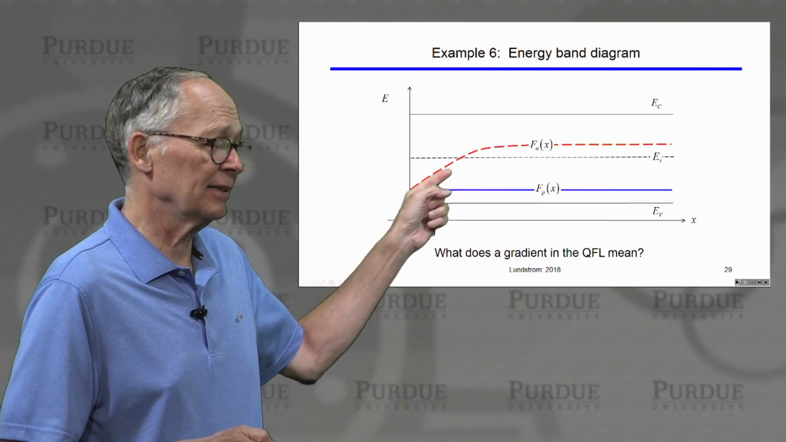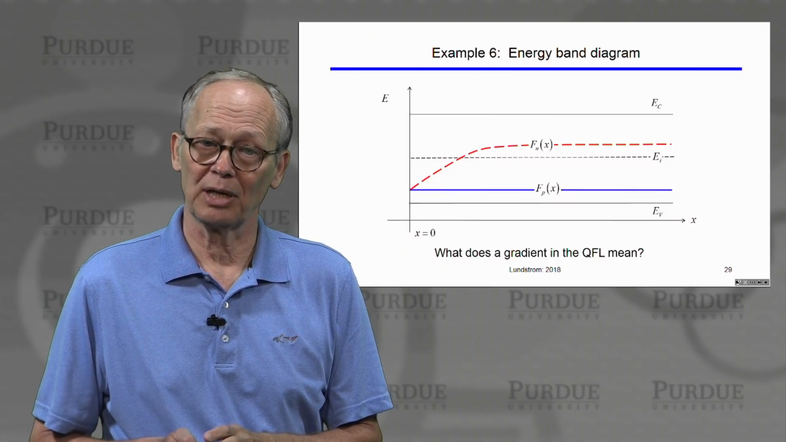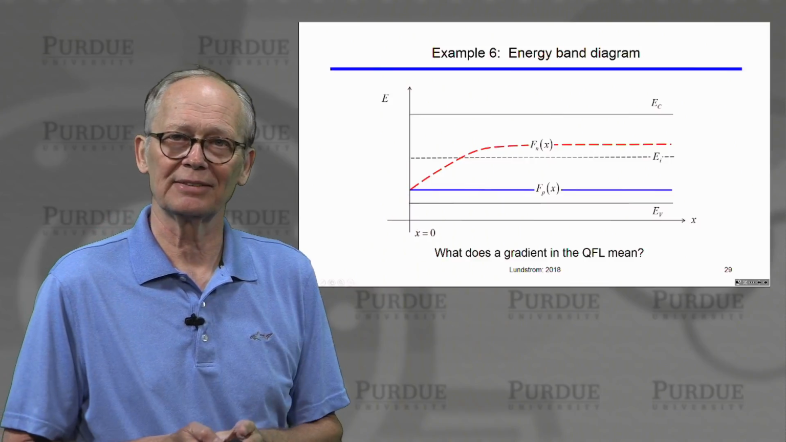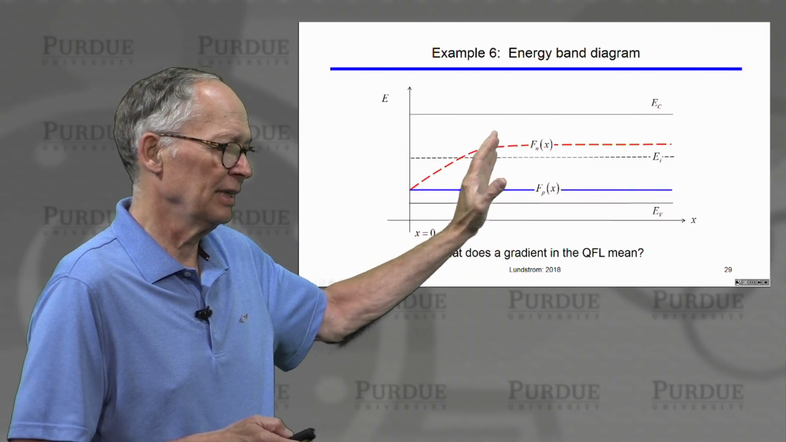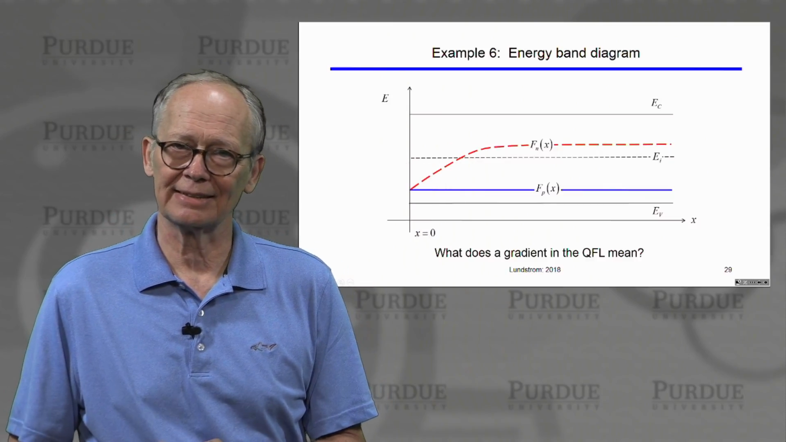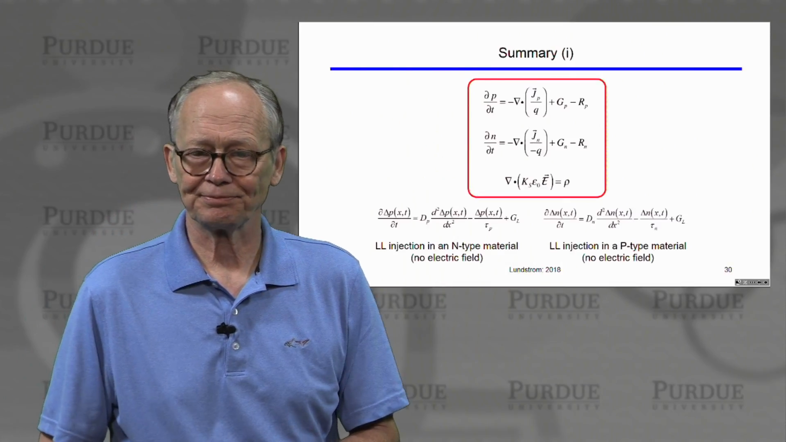Now, there's a gradient of the quasi-Fermi level here. That means there's an electron current in this problem. That represents the flow of electrons to the surface as they recombine. They're generated in the bulk, they diffuse to the surface and continually recombine under these steady state conditions. That gives us a current towards the surface.